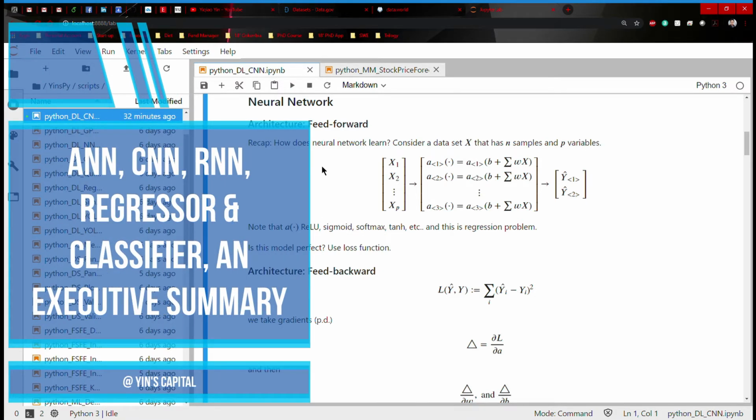In this episode, we're going to be talking about a high-level overview of the neural network family. In particular, we're going to be talking about neural network, convolutional neural network, recurrent neural network, and how these architectures can be designed into Regressor as well as Classifier. Without further ado, let's get started.